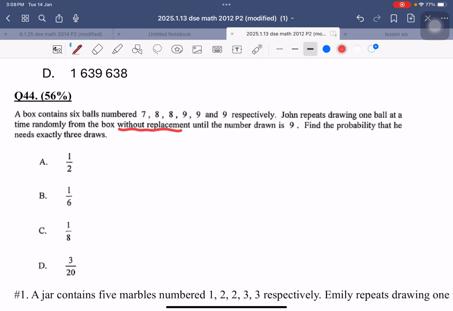Without replacement means you don't put it back. With replacement means you put it back. So this game only stops when he takes the ball which is number 9. Now you need to find the probability of exactly 3 draws. What's the meaning of exact? Only 3 draws. Can it be smaller than 3? No, so just 3.